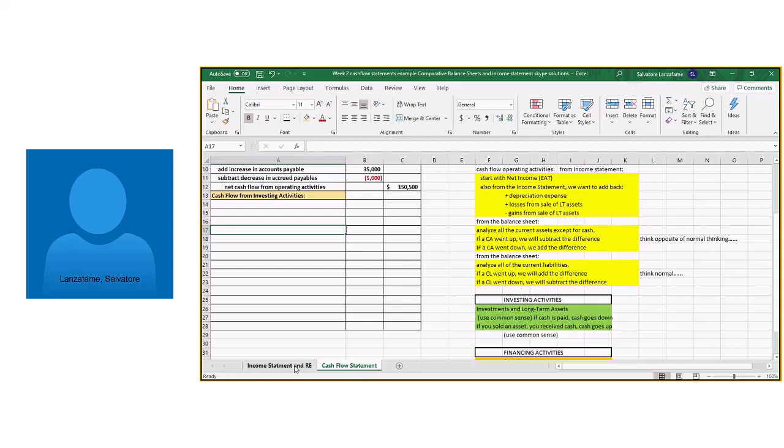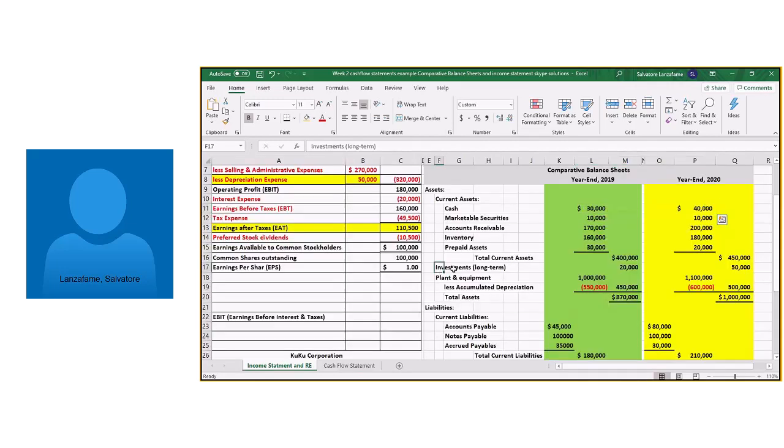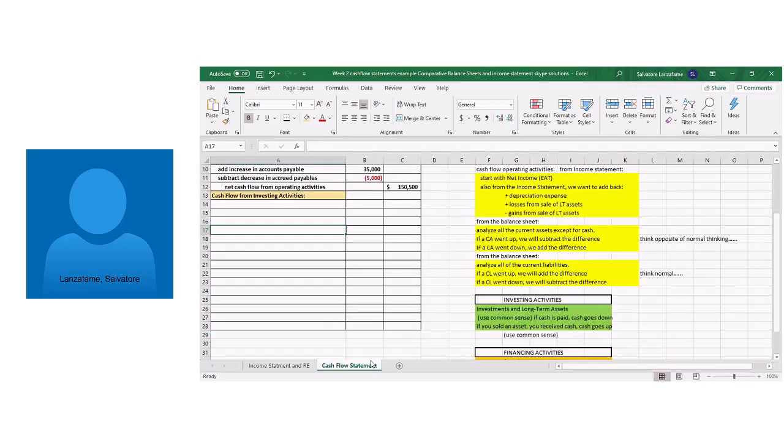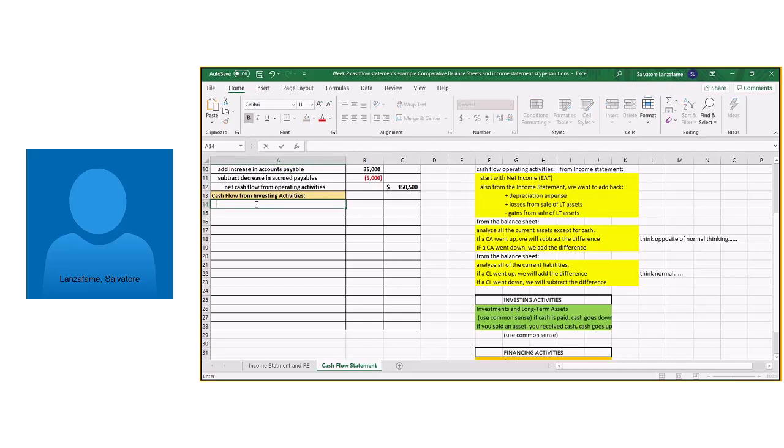That's what I mean about using common sense. So let's look at our investments and long-term assets. So here's our investments. And it looks like at the beginning of the year, we had $20,000 worth of equipment. At the end of the year, we had $50,000 worth of equipment. Well, it looks like we bought more equipment. When I buy something, it costs me money. So that's an example of my cash going down, right? Because I had $20,000 worth of stuff. I now have $50,000 worth of stuff. I must have gone out and bought more stuff, and that costs money. So under cash flow from investing activities, I'm going to subtract my increase in investments.